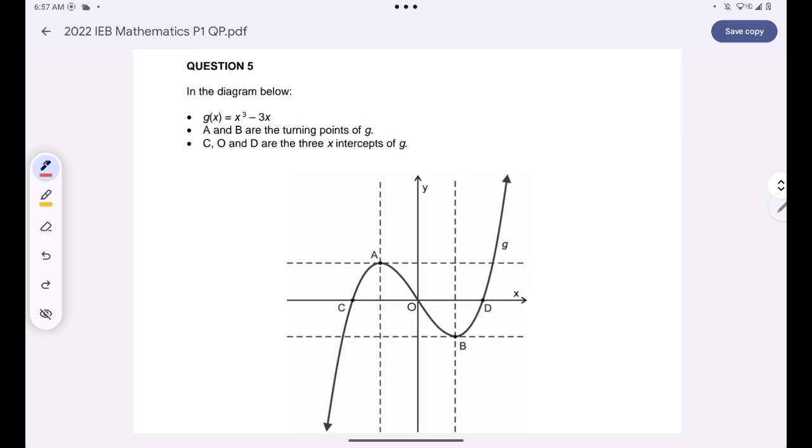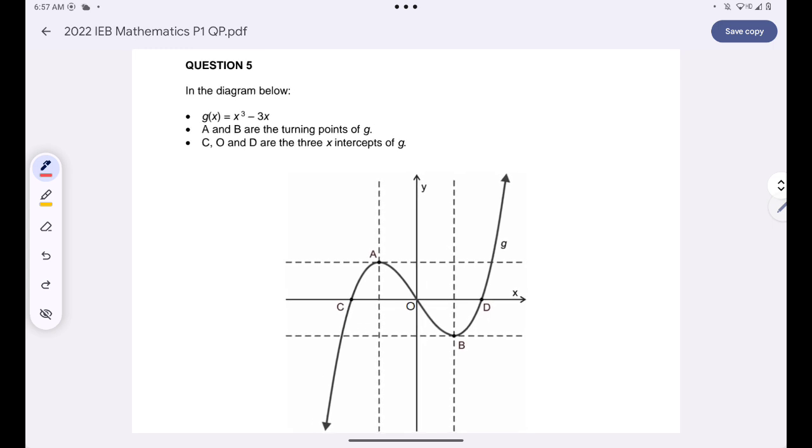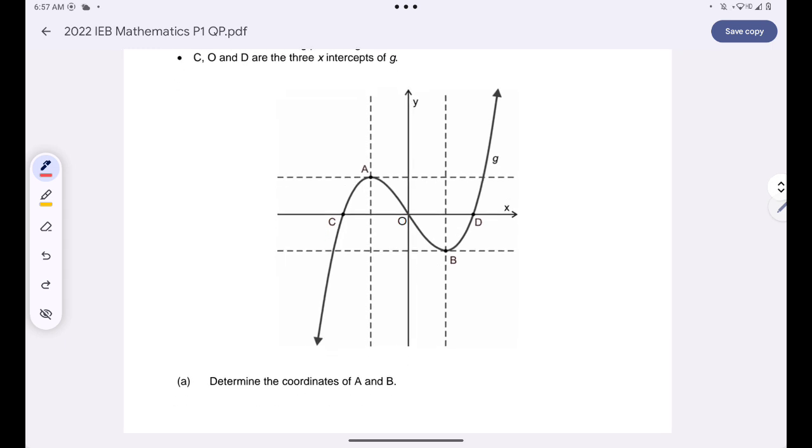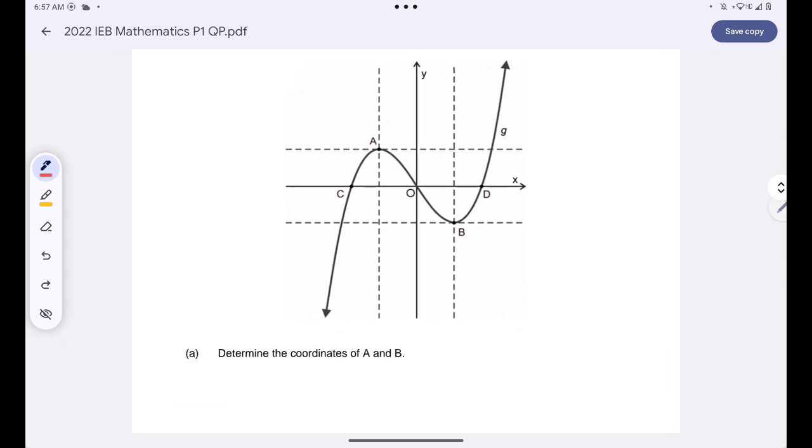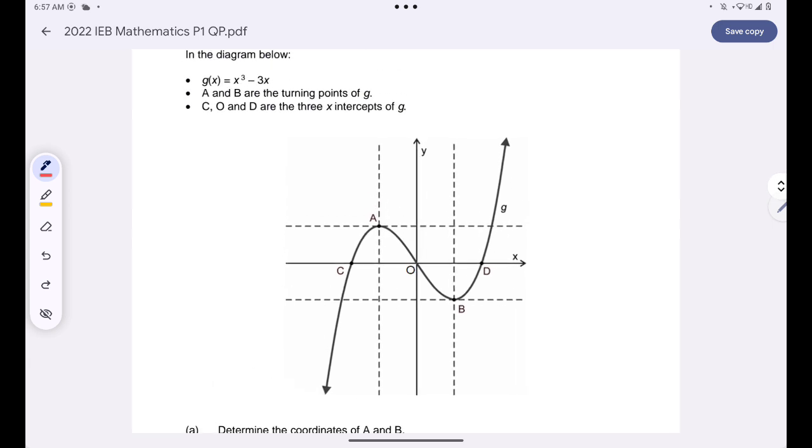Question 5. We are told that in the diagram below, g of x is equal to x cubed minus 3x. A and B are the turning points of g. C, O, and D are the 3 x-intercepts of g. First question, I'm supposed to determine the coordinates of A and B. A and B are my turning points.